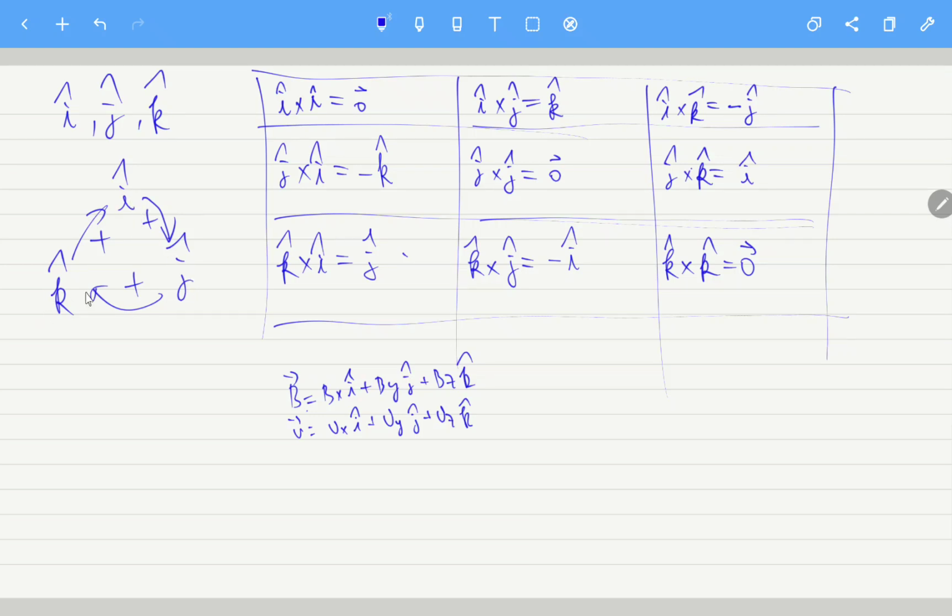If we have j cross k, we have i hat. If we have k cross i, we have j hat, all the way positive. So it is like in order: i, j, k, then j, k, i, then k, i, j. So in the forward direction.